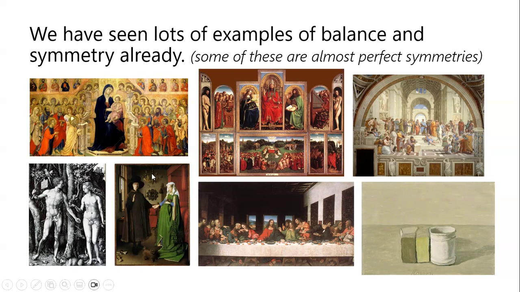But then we also have examples of much more strictly symmetrical balances, like here from the Van Eyck brothers, or this kind of symmetry, which is not a perfect symmetrical balance, but it's pretty close, well, except for in the center where things get much less symmetrical.